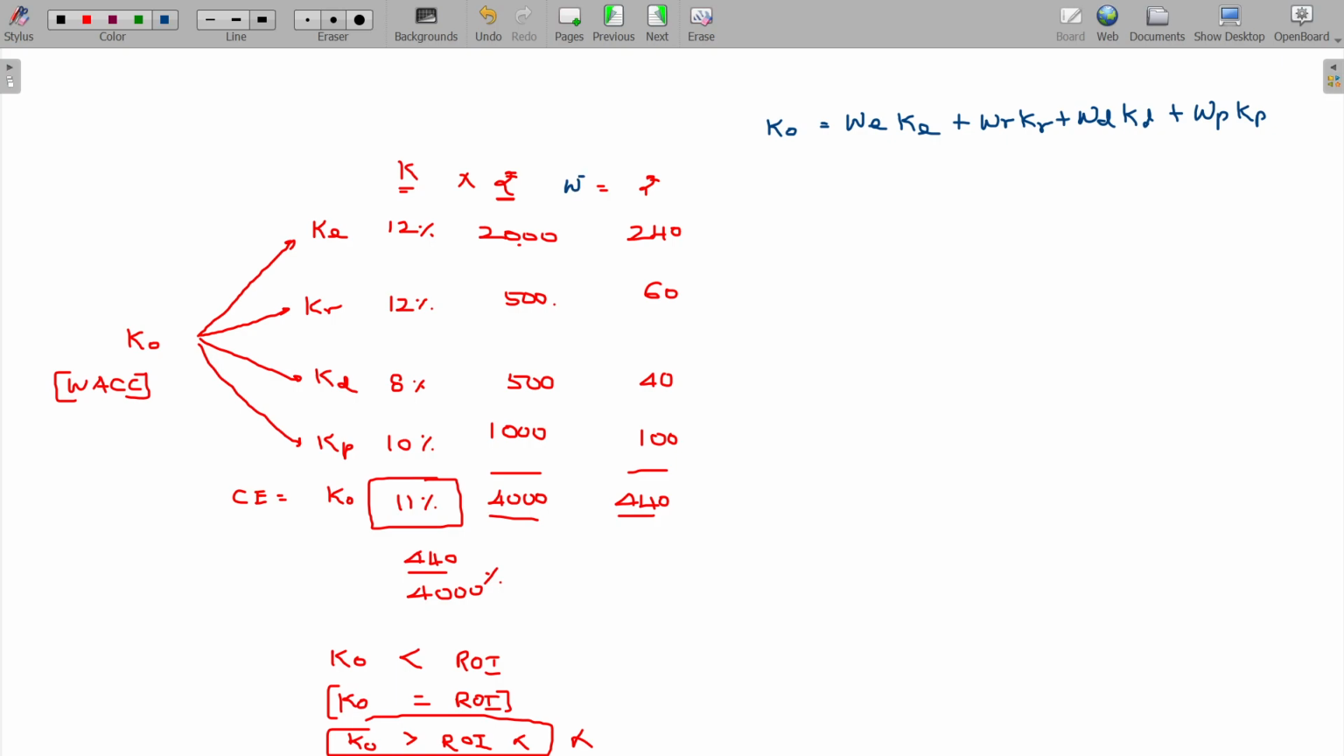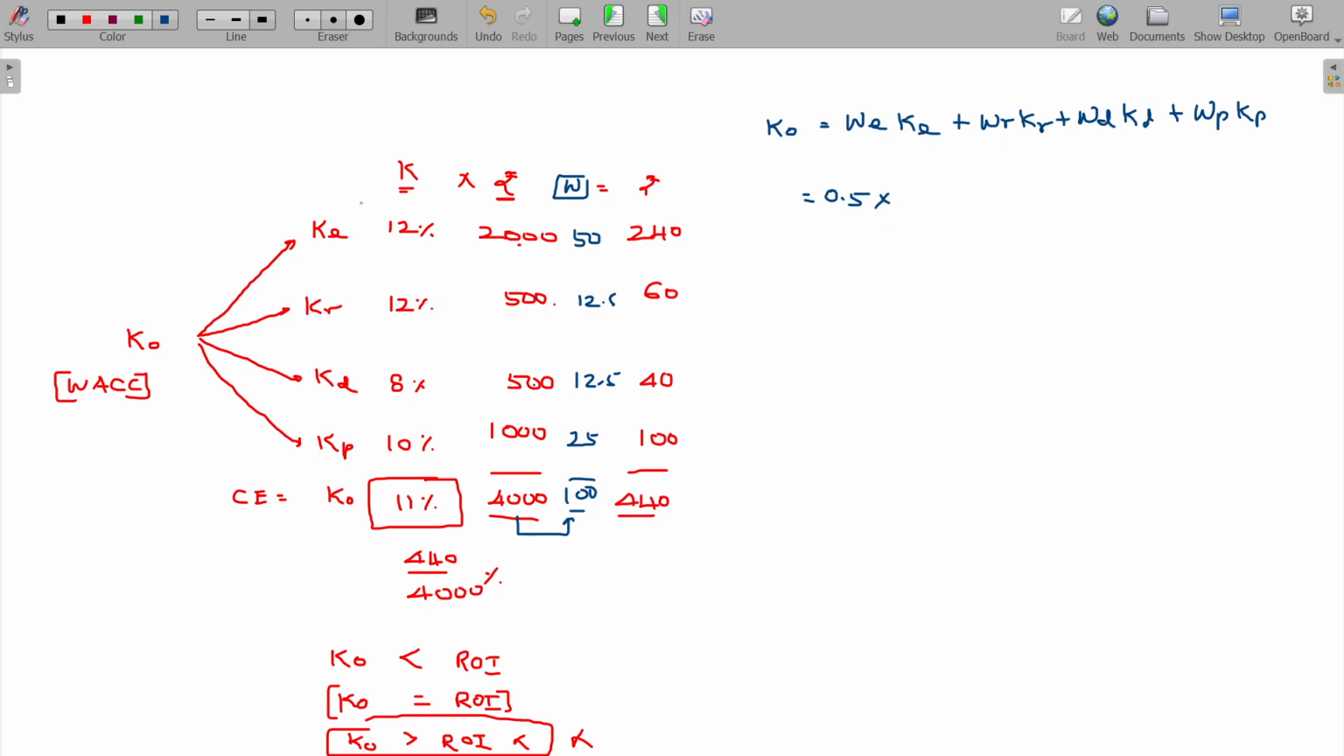I can now introduce one more column called weight. The 4000 I take as 100%. Then 1000 is 25% and 500 is 12.5%. This is also 12.5% and this will be 50%. So for equity, weight of equity being 0.5, 50% is 0.5. As far as possible, instead of percentages, I put everything in fractions, so that it will be very comfortable.